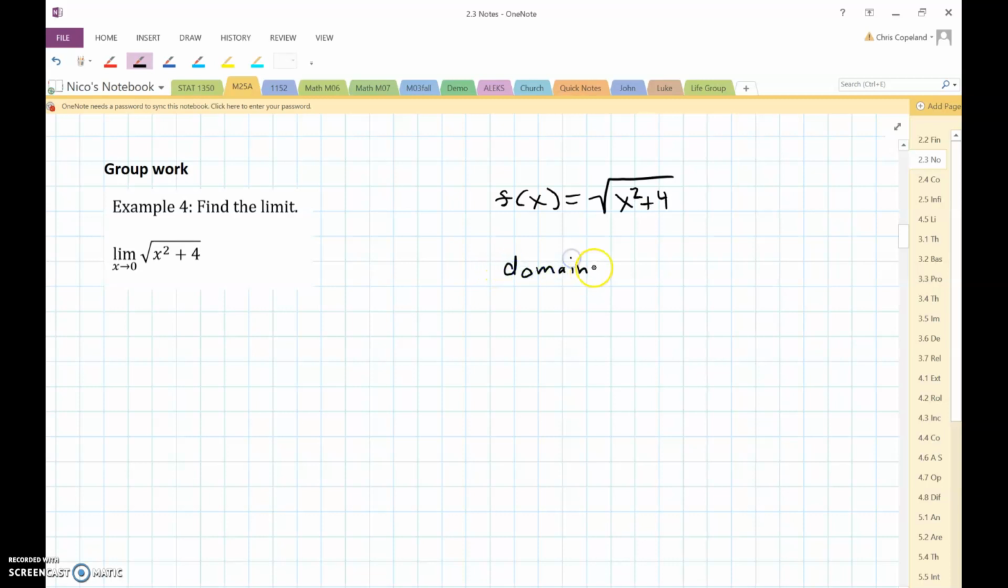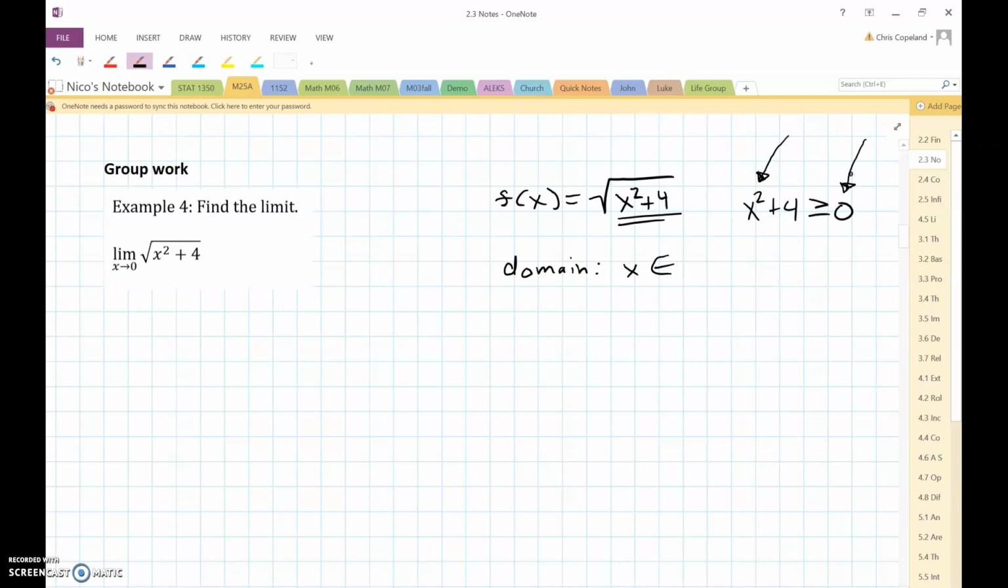The domain. So basically, what are the possible x values that I could plug in here? Okay. So we know for a square root function that x squared plus 4 has to be greater than or equal to 0, right? Okay. So basically, we would have to be able to plug in an x value here that would make this negative. That would tell me the domain values that it cannot be.